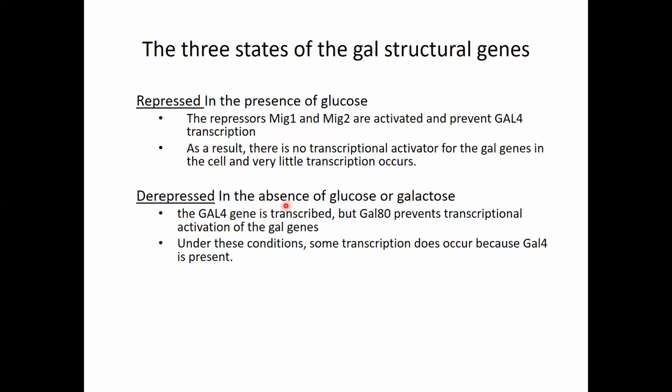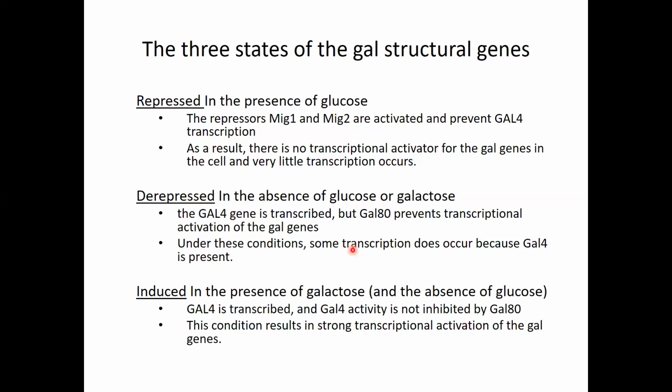This occurs in the presence of glucose or galactose. The GAL4 gene is transcribed, but GAL80 prevents transcriptional activation of the GAL genes. Under these conditions, some transcription actually does occur because the GAL4 gene itself is present. Then it is induced in the presence of galactose and the absence of glucose.